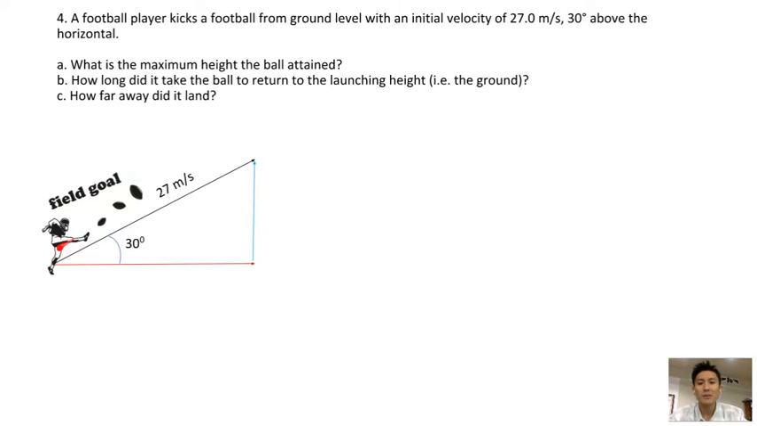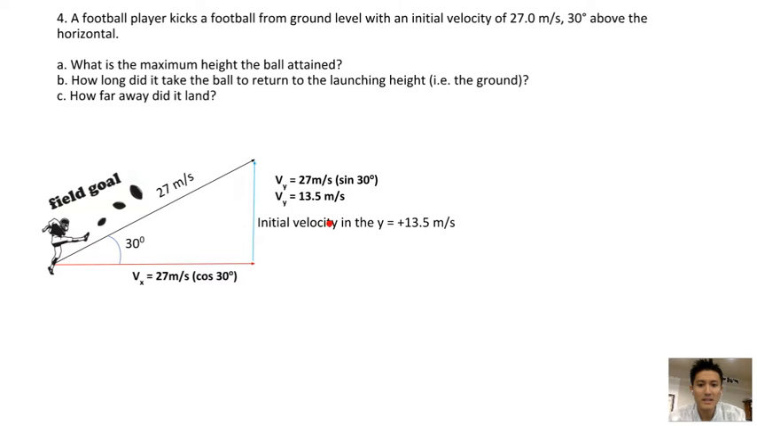So before you do anything, because we have a diagonal like this, we have to split it up into x and y components. So to do that, we use our geometry. To find this y component, we take our diagonal times sine of the angle. To find the x component, we take the diagonal times cosine of the angle. And so we get those two numbers. Our initial velocity in the y direction is going to be positive 13.5 meters per second. Our x velocity is going to be 23.4 meters per second.